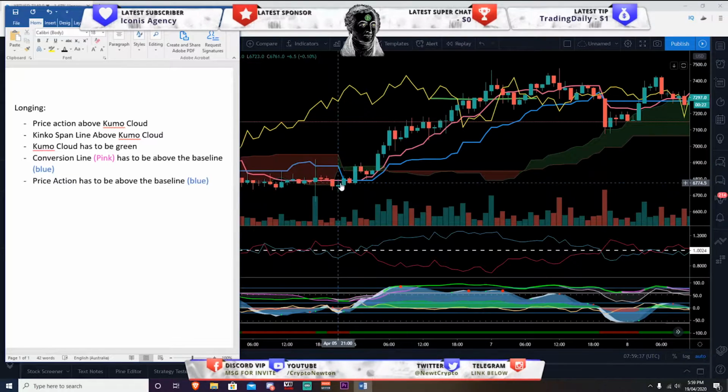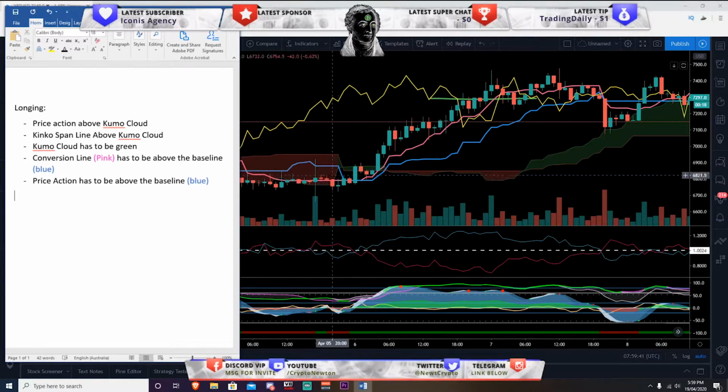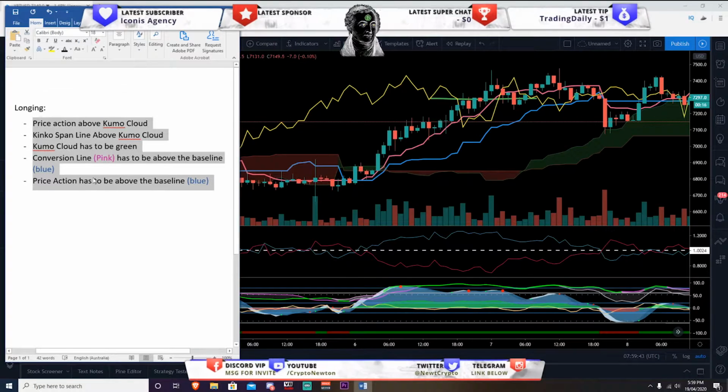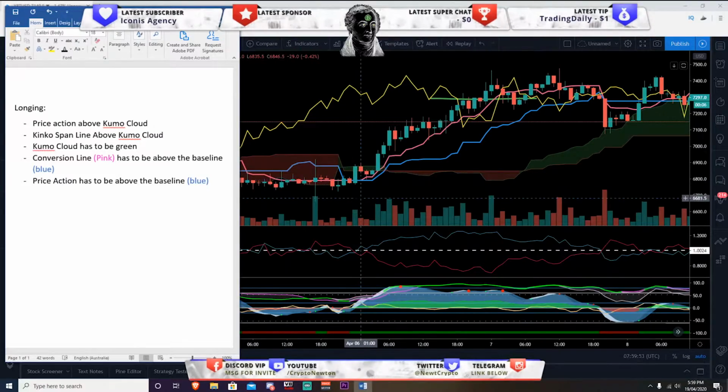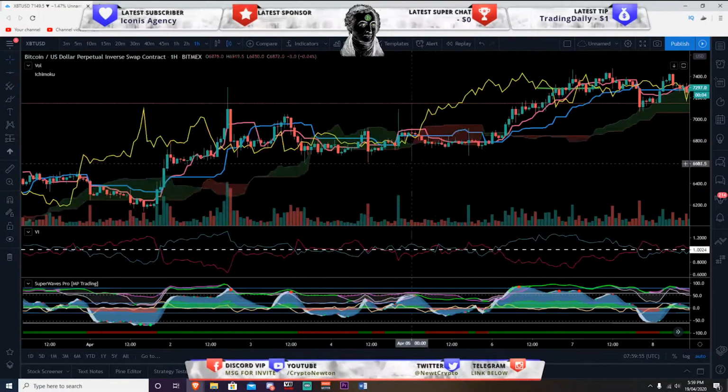So like right down here, you wouldn't get in because we're below the Kumo cloud, and it just doesn't line up. We're below the baseline. We're below the Kumo cloud. You would never get into a long position with this strategy in this area. I hope you guys are understanding that a little bit. Now let's go ahead and find some more examples.